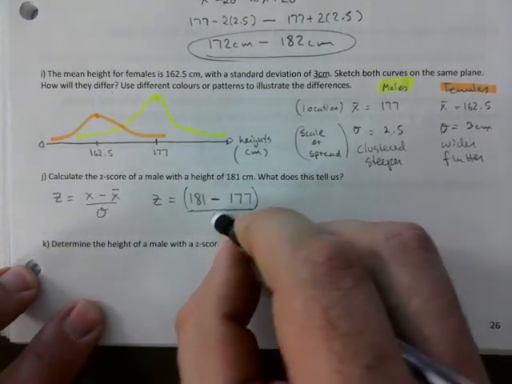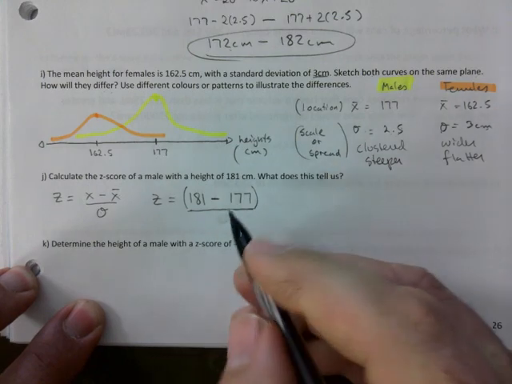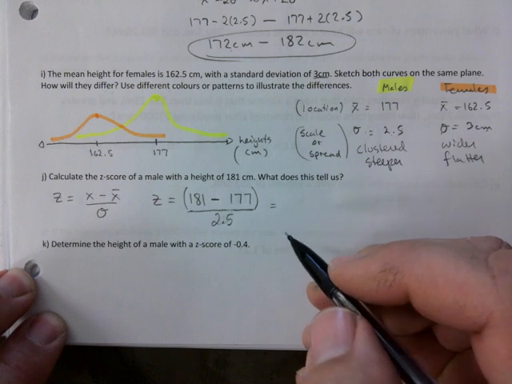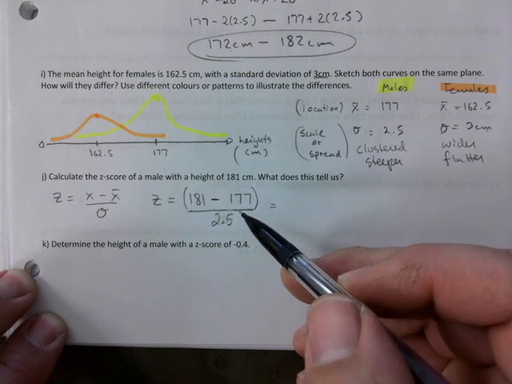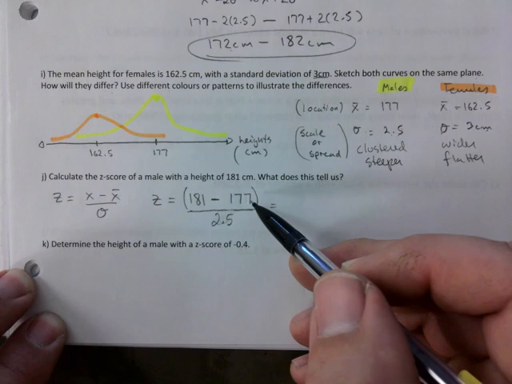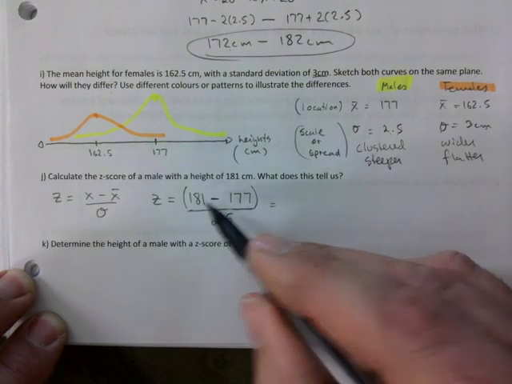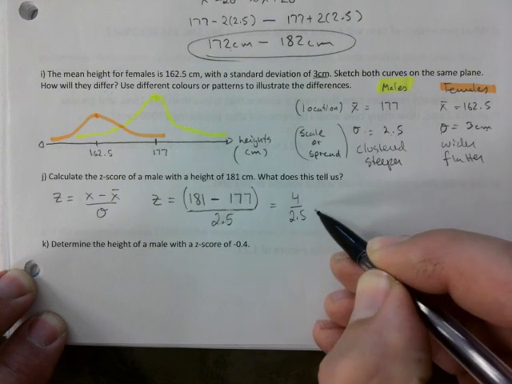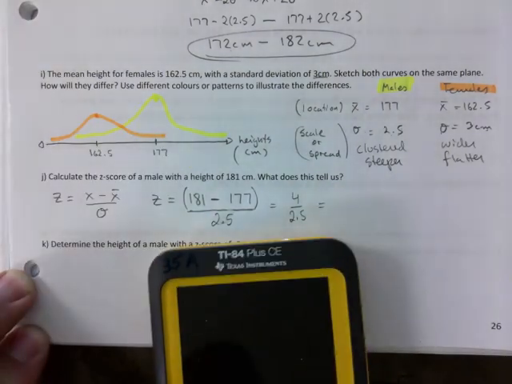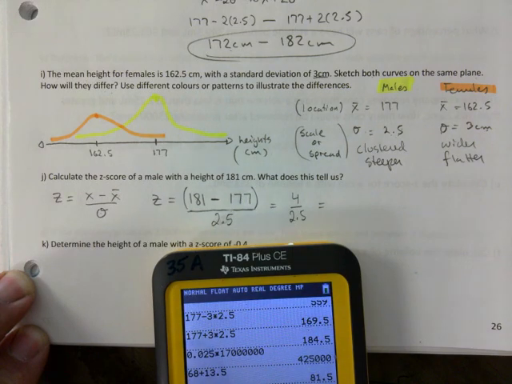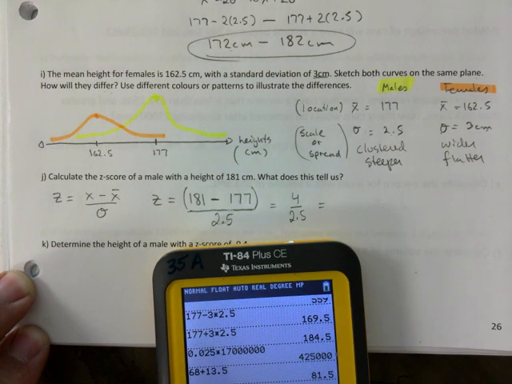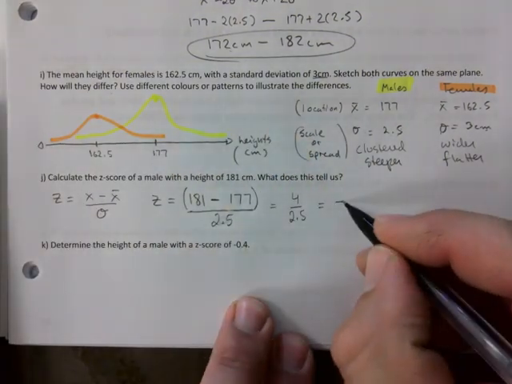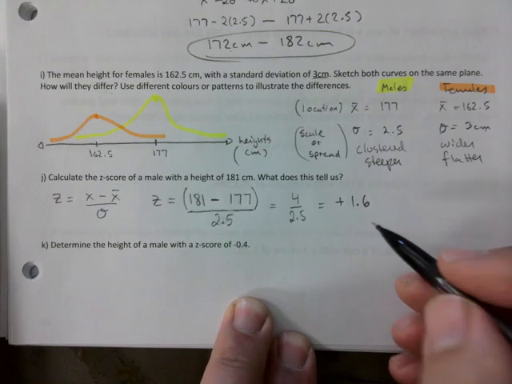Sorry, let's put the number in here, right? We know that this is 2.5. My bad. Okay. So this gets us to, this is 4, right? 181 minus the mean is positive 4 divided by 2.5. Okay, so we go 4 divided by 2.5. That's 1.6. Positive 1.6, I will say.